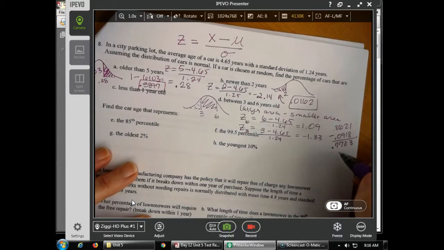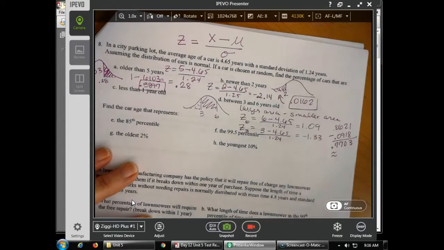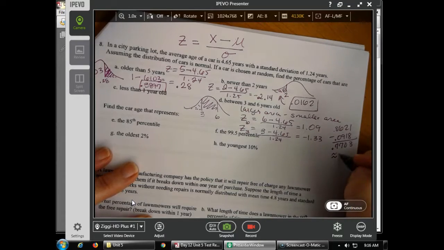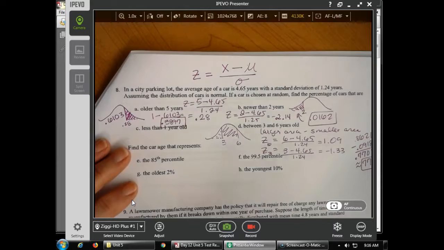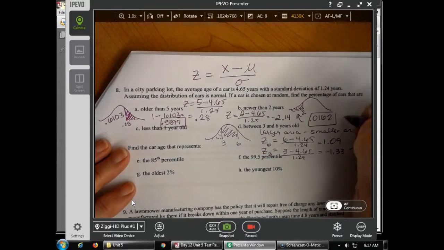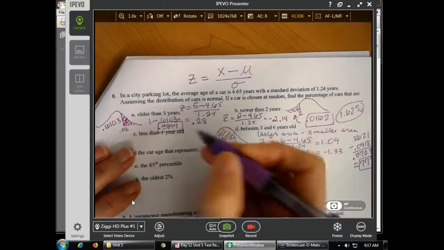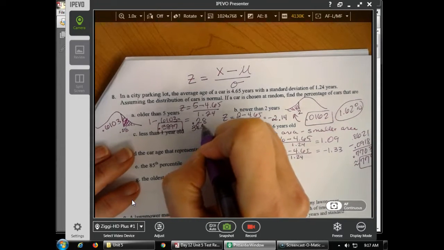Is that right? And it asks for what? The percentage. So it's going to be approximately 77%. Okay, and these should have been in percents too. I messed up on that. So this would be 1.62%. This would be 38.97%.